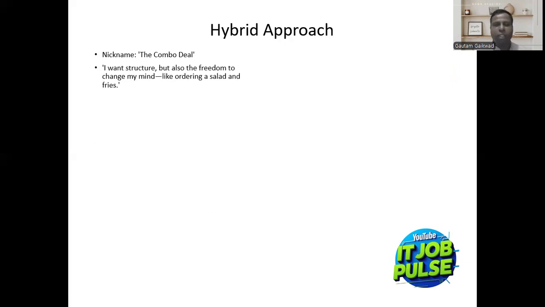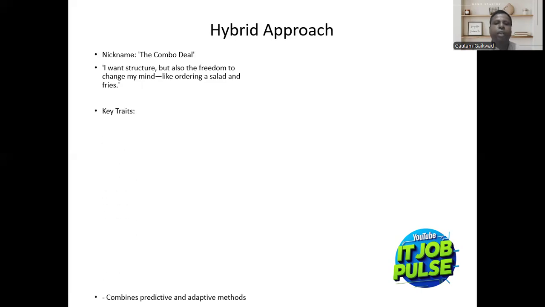So if I talk about my professional project, currently we are following agile, completely agile. If I talk about the hybrid approach, nickname the combo deal, it's a combination of predictive plus adaptive, waterfall plus agile. I want structure, but also the freedom to change my mind, like ordering a salad and fries. So definitely we will have some structure, we will have some plan, but we can change that in between.